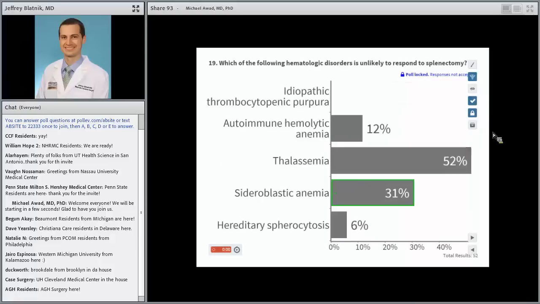So the correct answer is actually sideroblastic anemia, so that is least likely to respond to splenectomy. I think the takeaway here: splenectomy is indicated for diseases in which the blood cells, whether it's red blood cells or platelets, are destroyed or removed by the spleen. So in ITP, it's platelets. In autoimmune hemolytic anemia, it's red blood cells. Thalassemia and hereditary spherocytosis both can benefit from splenectomy.